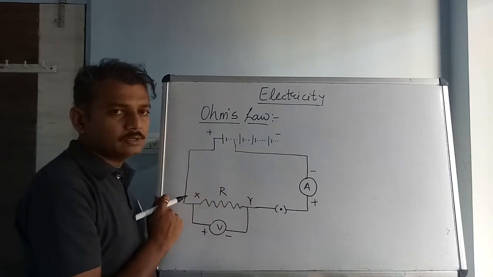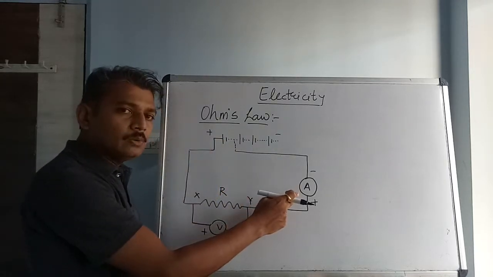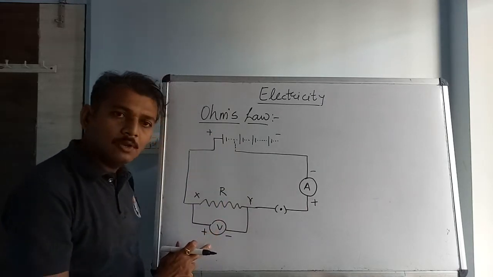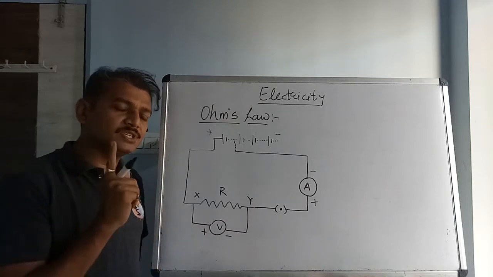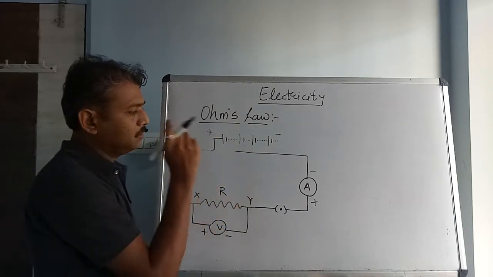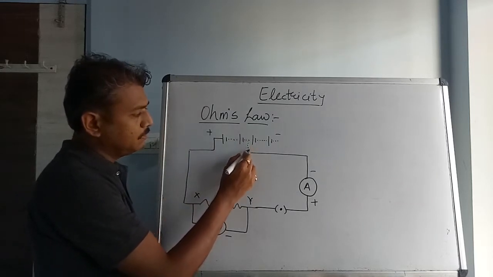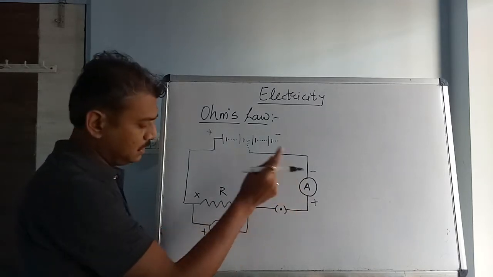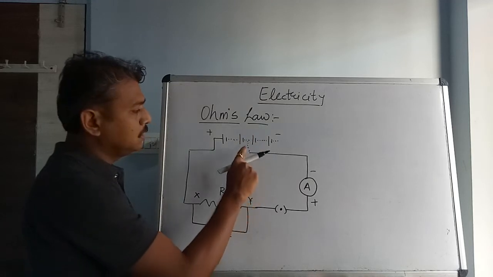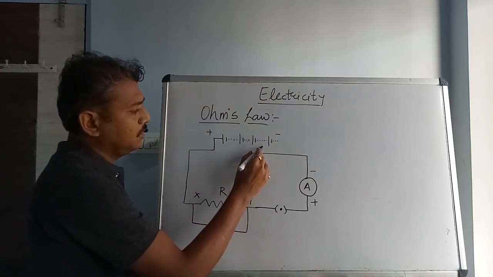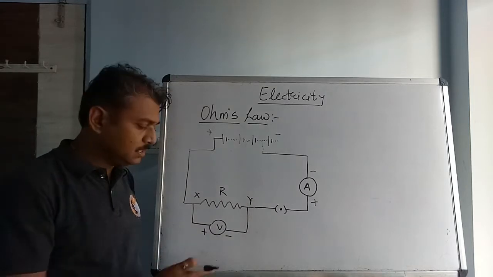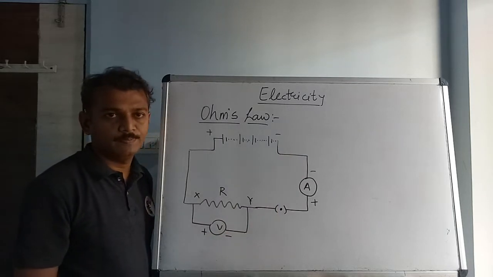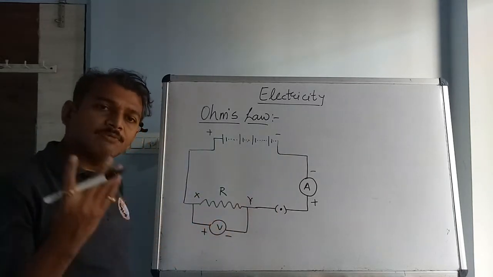As soon as I connect this to the first cell, I will get a value in the ammeter, and simultaneously a value in the voltmeter. So this will be the first reading of both. Then I will connect this circuit to the battery comprising 2 cells. Again I will get a reading in the ammeter and voltmeter. I will note it down. Then I will connect this to the third cell. Same thing, I will get a reading in both, and finally I will connect this to the whole battery, and then I will get the 4th reading.